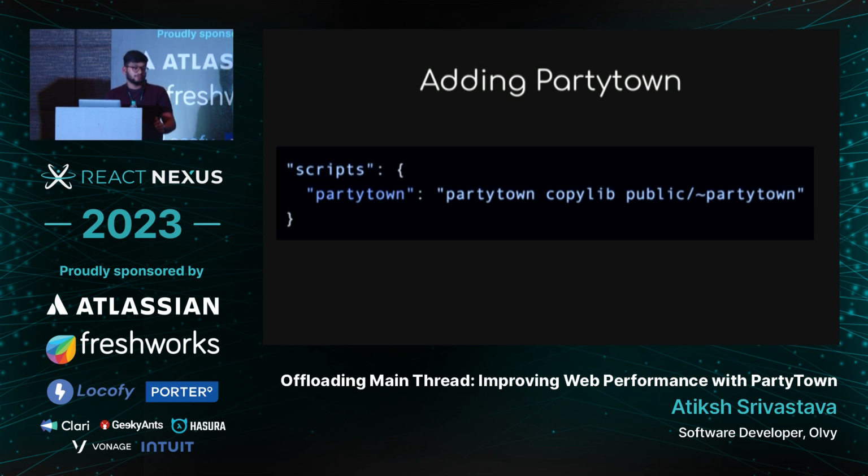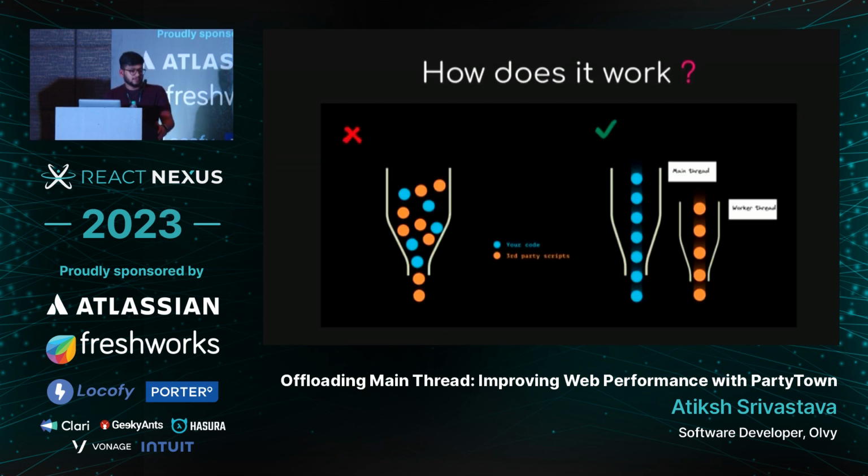So what does this mean? The PartyTown scripts need to be served from the same origin as our own website, so they cannot be served over a CDN. So here's a script that PartyTown provides to copy the main snippets of the PartyTown scripts directly to the public folder of our app so that we don't have to manually add any files. So that was about the installation part.